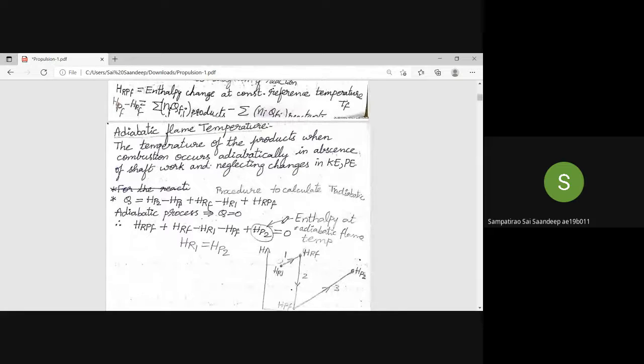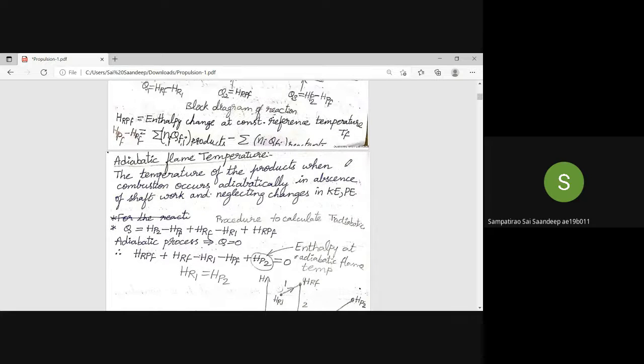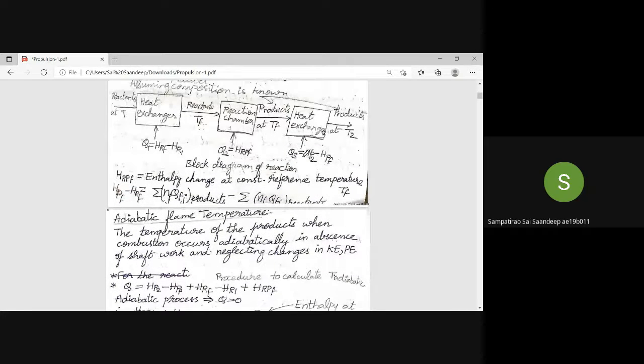Next, we define a quantity called adiabatic temperature, which is the temperature of the products when combustion occurs adiabatically in the absence of shaft work and neglecting changes in kinetic and potential energy. By this, I mean that the total heat Q1 plus Q2 plus Q3, the sum of these three heats, should be equal to 0 because it's an adiabatic process.